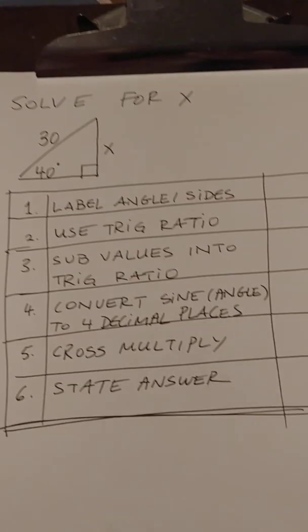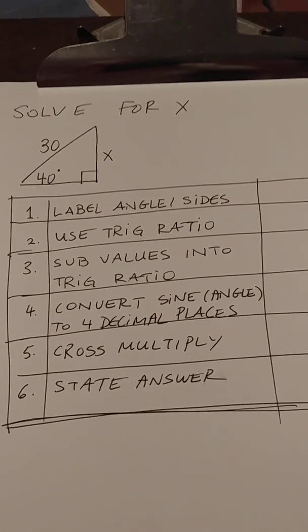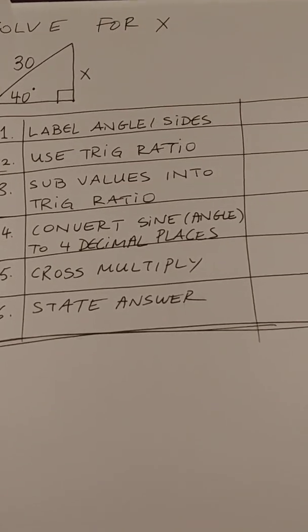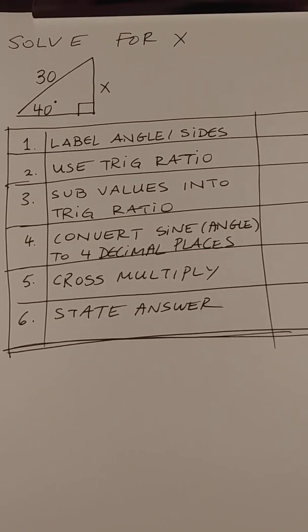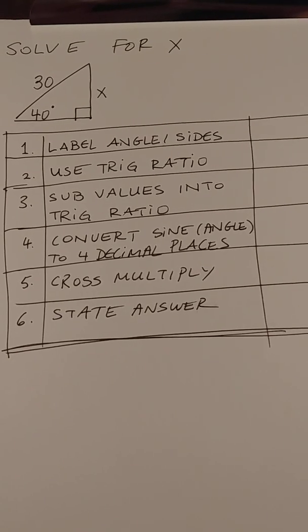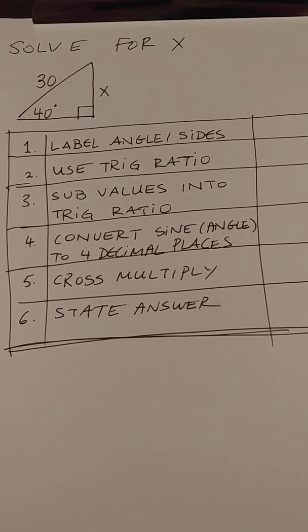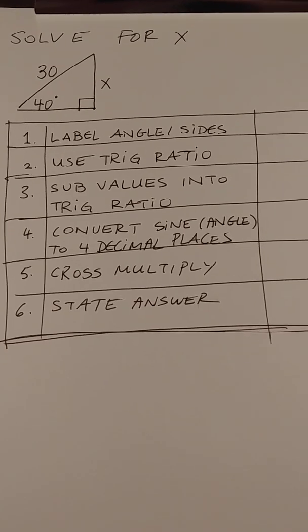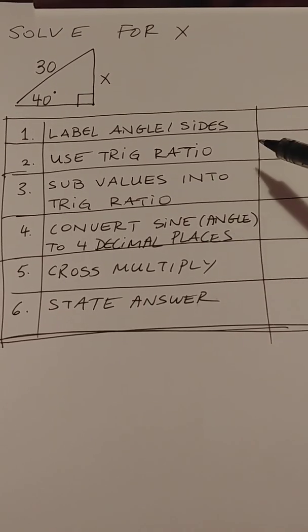So in this final example, we're going to solve for x, and we're given what appears to be a right-angled triangle. We have an angle which is 40, we have a side length of x, and we have a side length of 30. So in order to do this, we're going to first label the angle and sides.